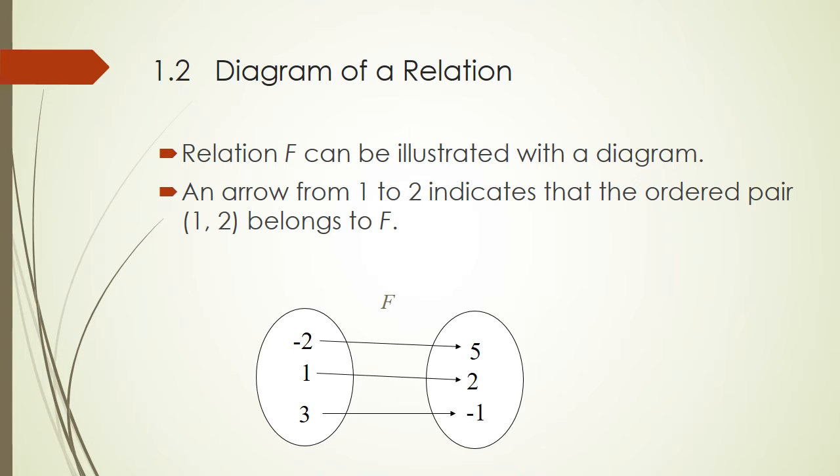Here's another way to illustrate a relation. You can use a diagram. With the diagram, we have two ovals. The left oval contains the domain, -2, 1, and 3. The right-hand oval contains the range, 5, 2, and -1, and the arrows show which numbers belong together. So we have (-2, 5) as one point, (1, 2) is another point, and (3, -1) is a third point. You notice at the top it gives the name of the function, which is f.